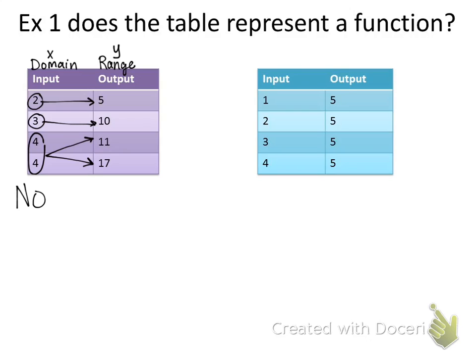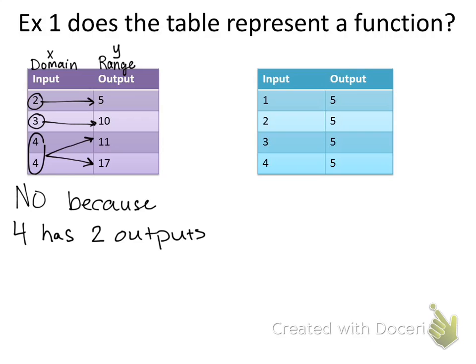So who can give me a sentence, or just a little statement, of why it's no? Javen? No, because 4 has 2 outputs. Perfect. No, because 4 has 2 outputs. That shows me you know what you're talking about. You know that for a function, every input is only able to have 1 output. And you actually know what the problem's talking about because you told me the specific input that has 2 outputs. So that's perfect. Okay, now let's look at this second one.